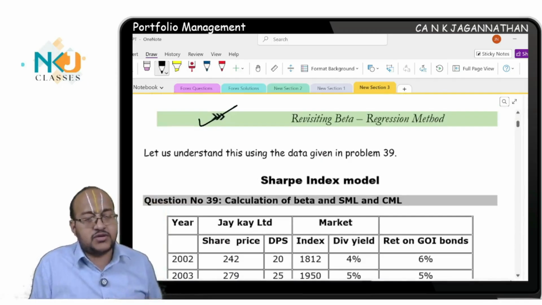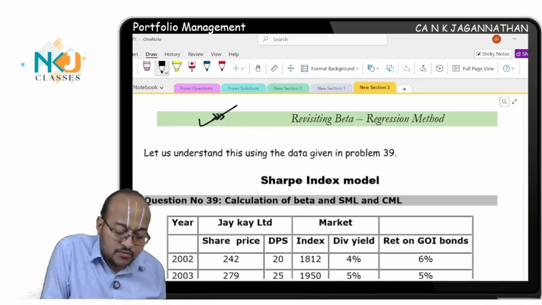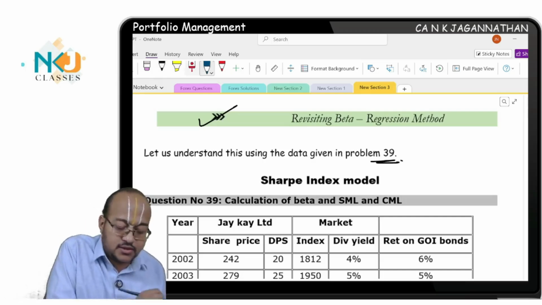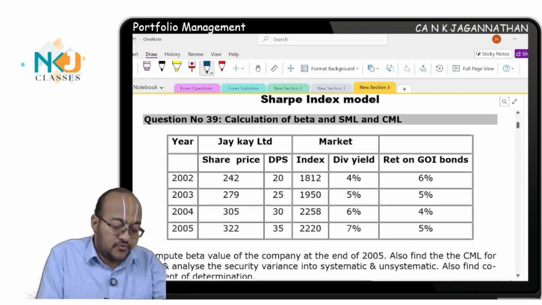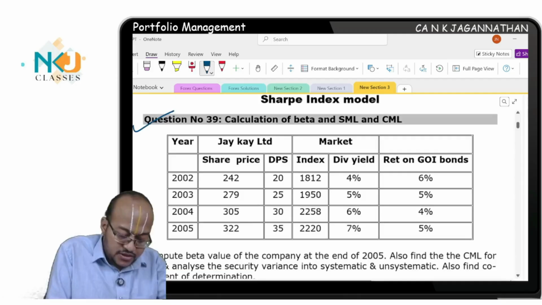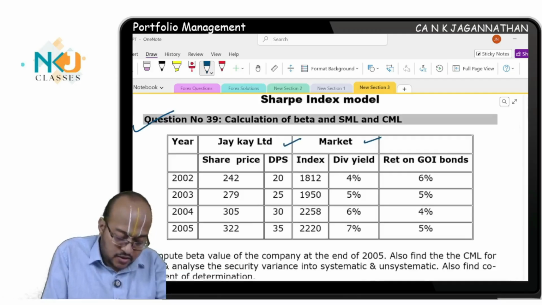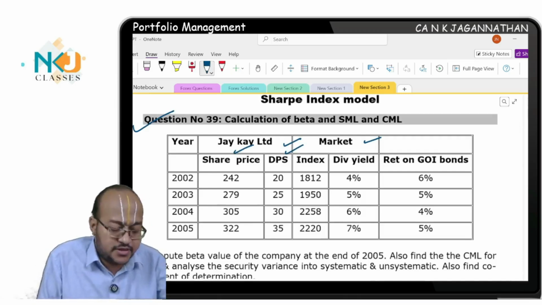First we will revisit the beta. Now see, we will use this question number 39 and try to understand this Sharpe single index model in a better way. Through numbers we will understand the concept in a better way. Take this question for discussion. The JK Limited, market return, share price given and dividend per share given. Dividend per share and share price given for JK Limited as well as for market.